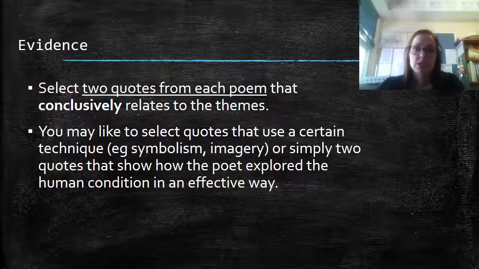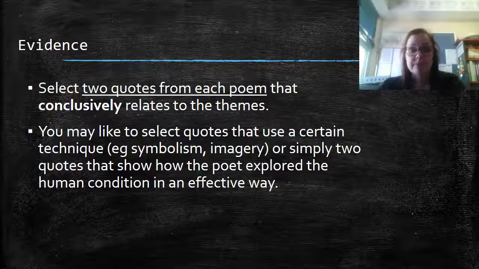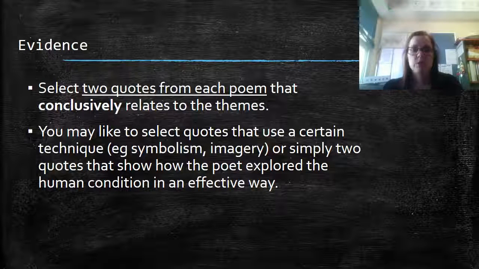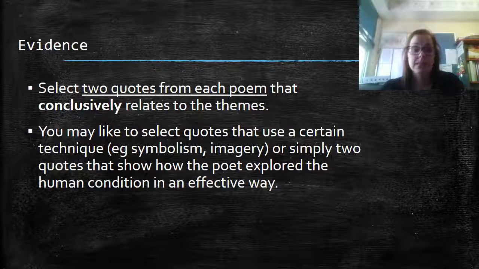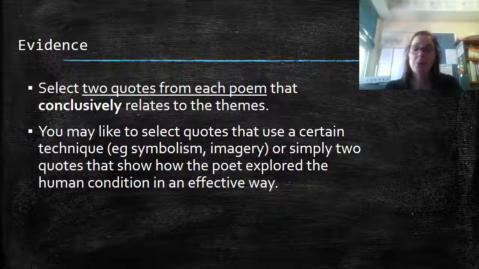Even though you're writing in a feature article genre, you still need to provide evidence to substantiate your point of view. So you need to select 2 quotes from each poem that conclusively relate to the theme. You may like to select quotes that use certain techniques like symbolism or imagery, or simply choose 2 quotes that show how the poet explored the human condition in an effective way.